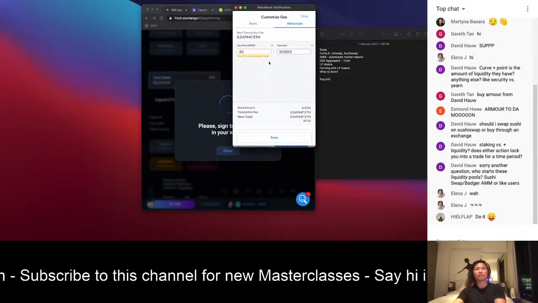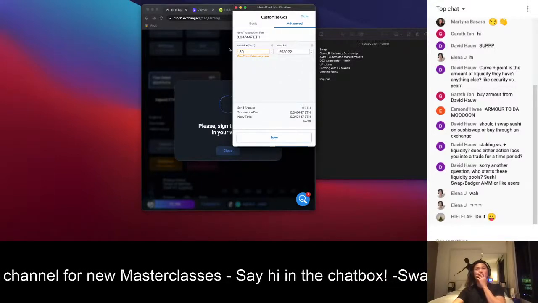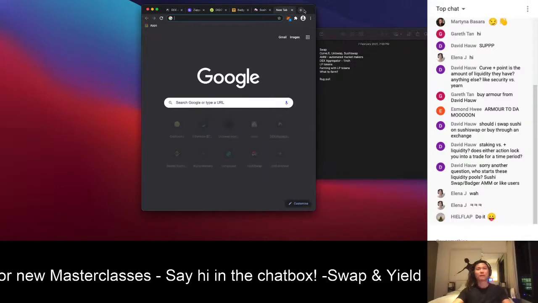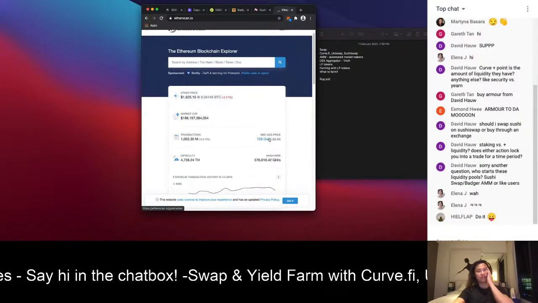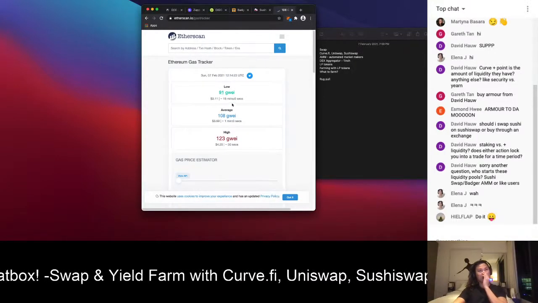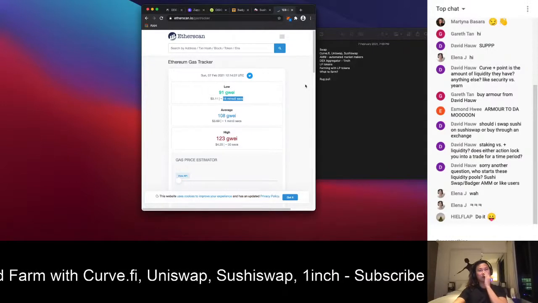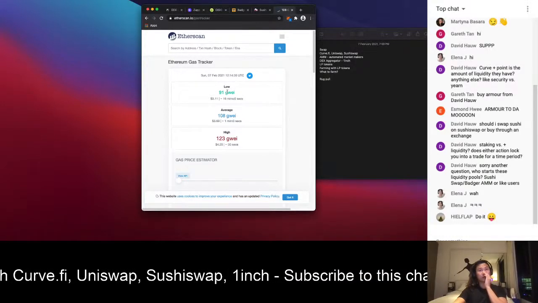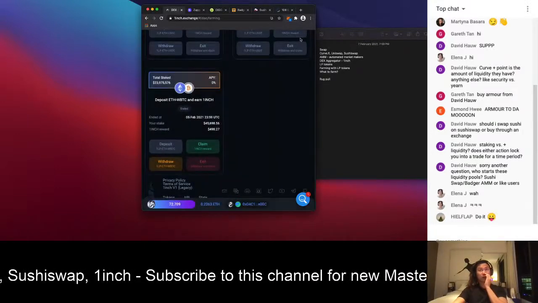They used to have a graph here. I don't know where the graph went. Yeah, so you can kind of check Etherscan. So low would be like 16 minutes. Yeah, we can wait 16 minutes. I'm gonna put low then. I'm gonna put 91. Save. Yeah, okay, let's go again.